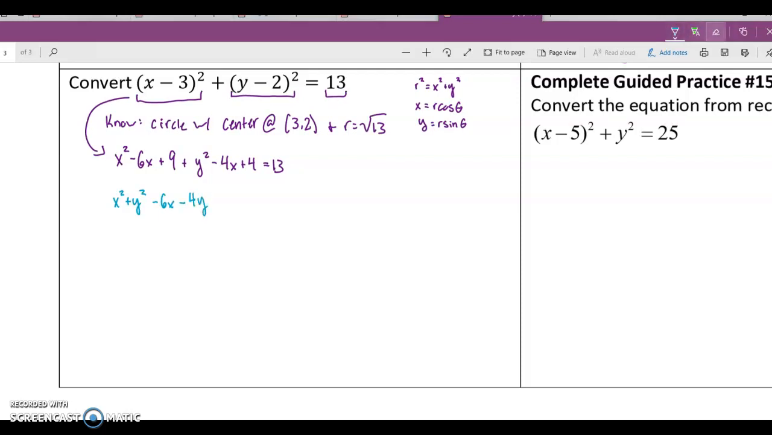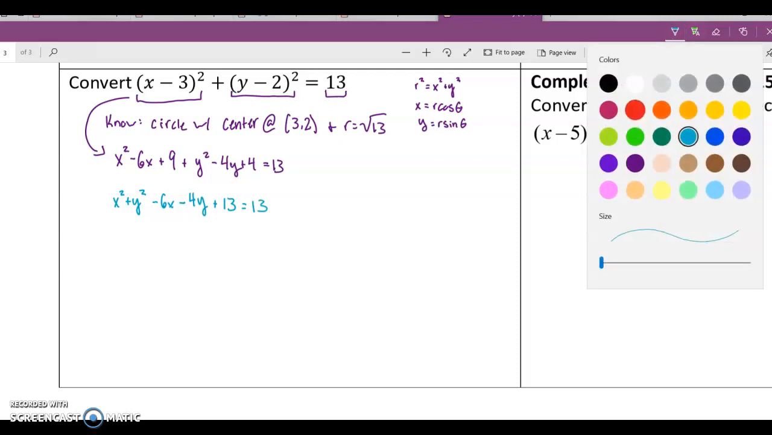That should be a y, not an x. That's going to bother me now, so I'm going to fix it. Switch my colors. There we go. Feel better now.